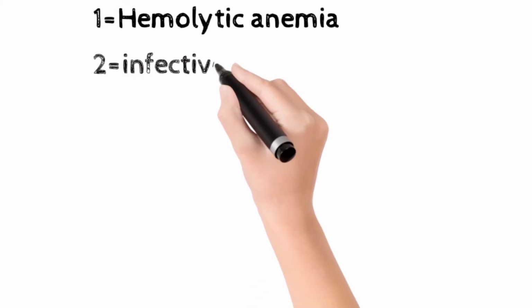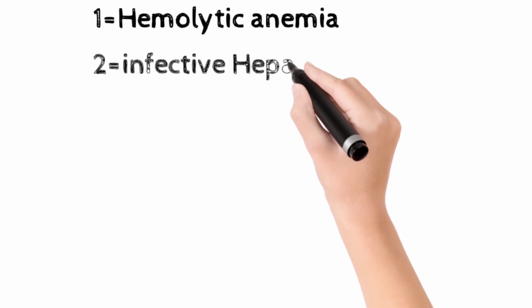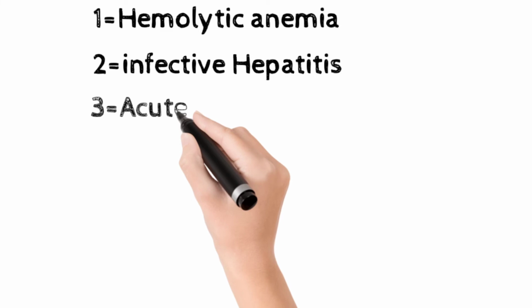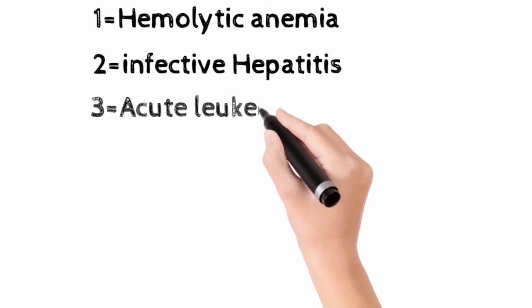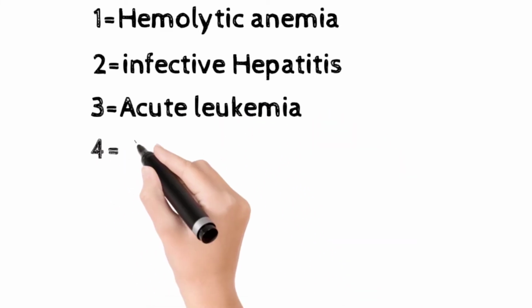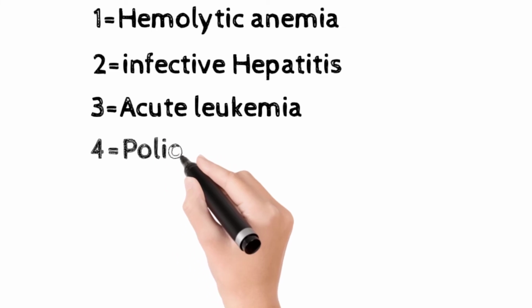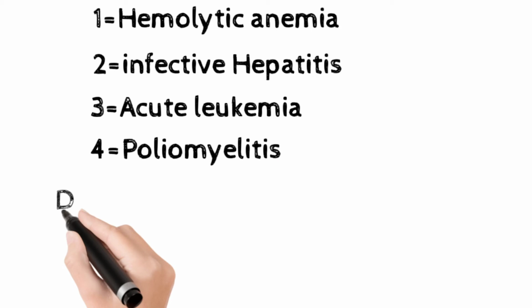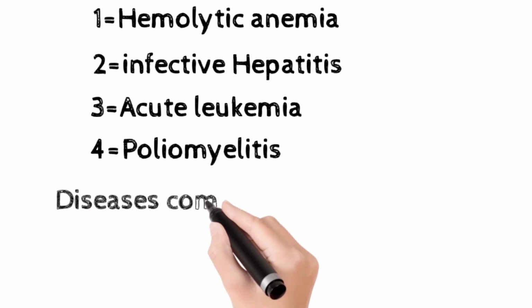Second is infective hepatitis. The third is acute leukemia. And the fourth is poliomyelitis. These are the four diseases which are common in children and young adults.